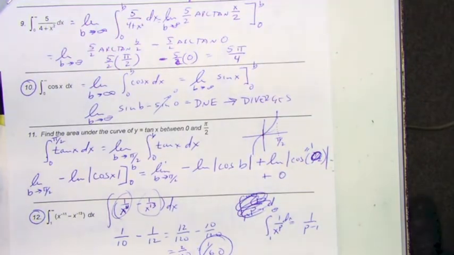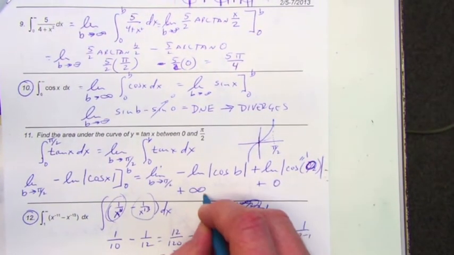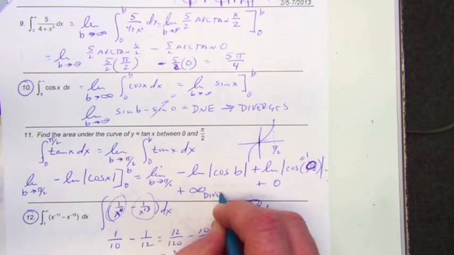As b goes to pi over 2, what is the cosine of b? It's 0, right? Everybody agree it's 0. What is the natural log as you approach 0? What does it go to? Negative infinity, but what's out front here? Negative. So what does this equal? Positive infinity. So does it converge or does it diverge? Diverge.